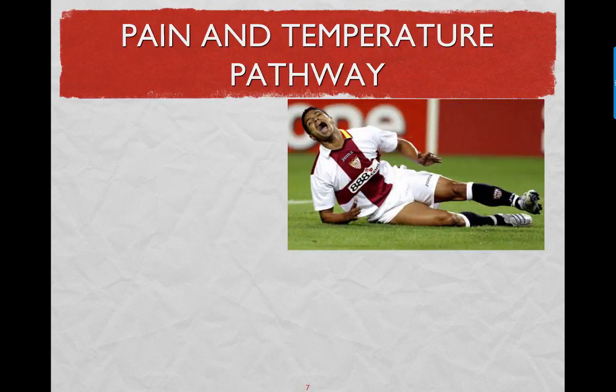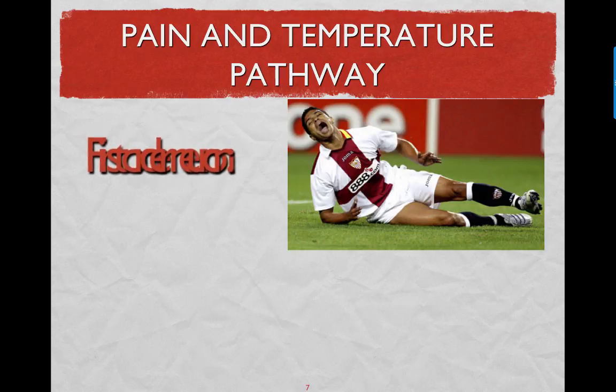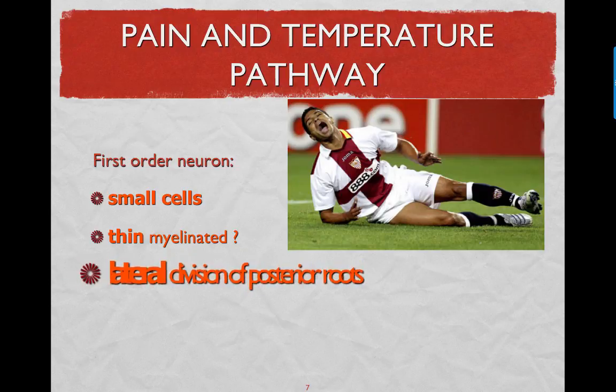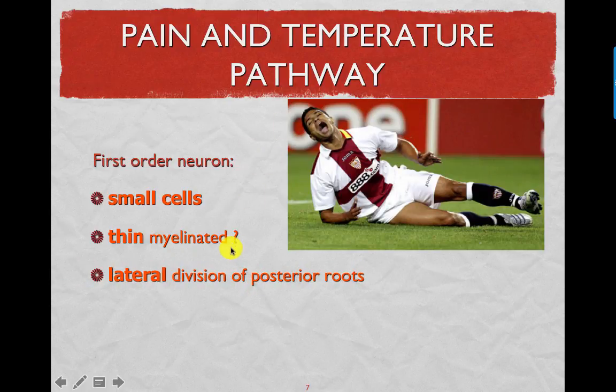Then we will summarize what we have said. The first order neuron is the small cells in the dorsal root ganglion, which have thin myelinated peripheral branches that carry the impulses from the receptors. And of course we are talking about the fast pain or rapid pain, not slow pain.